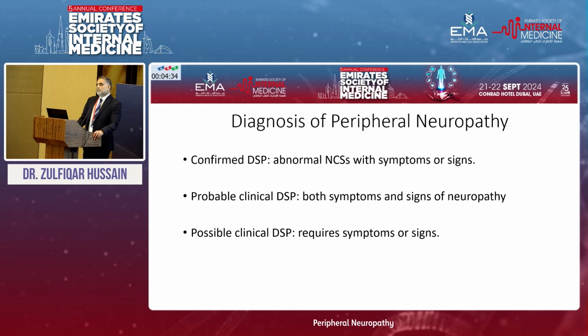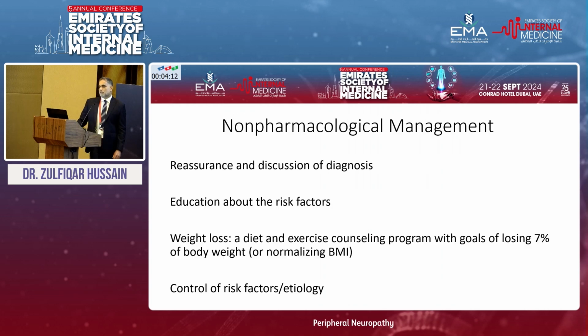How to confirm? I was talking that in 2012, the international consensus was how to confirm, what is the definition of peripheral neuropathy. So this is a confirmed neuropathy, abnormal nerve conduction study with symptoms and signs, probable with signs and symptoms, and possible only either sign or symptoms.